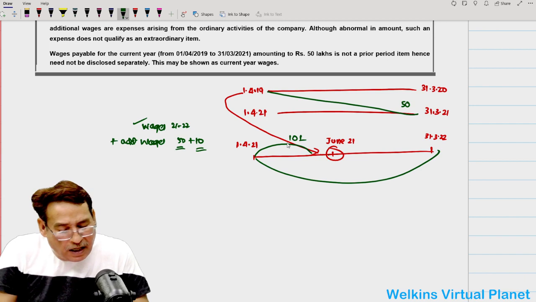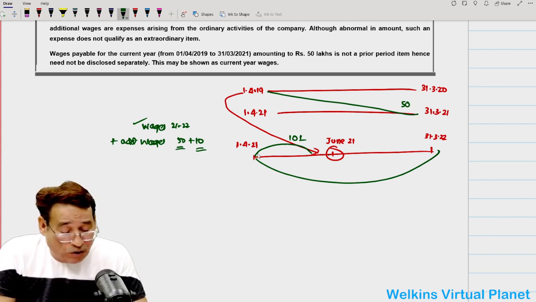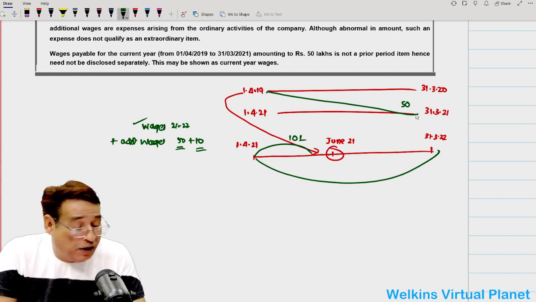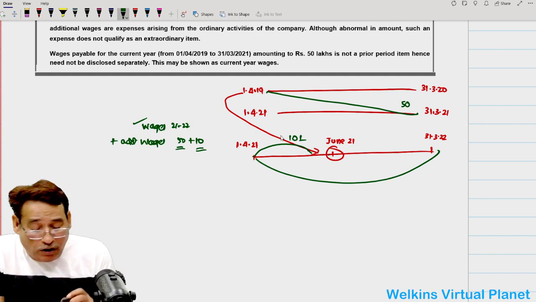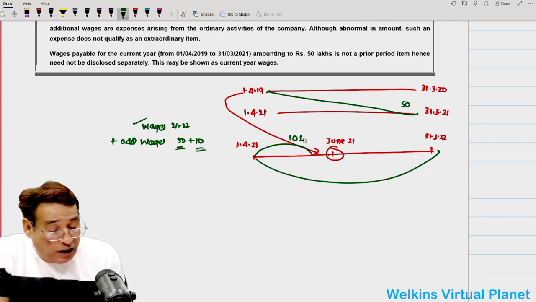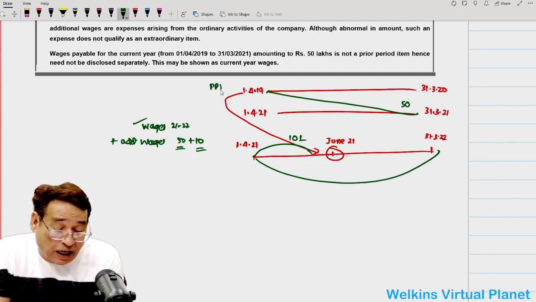But try to understand this particular question. The question says that total arrears of wages from this particular date to this particular date is 50 lakh, and from this particular date to this particular date is equal to 10 lakh. First of all, you need to understand that out of 60 lakh, 50 lakhs are related to an earlier period. Logically, it should be a prior period item, but it will not be considered as a prior period item.